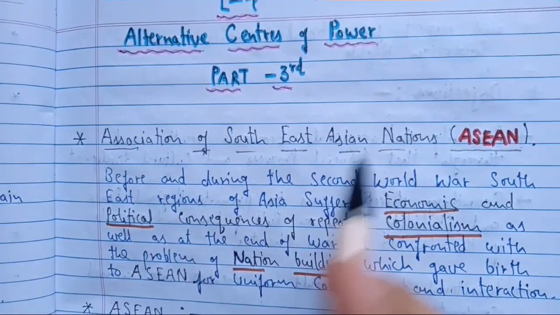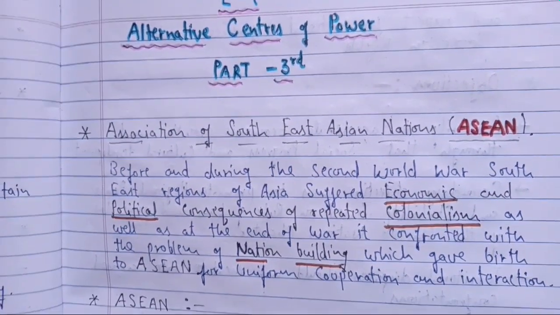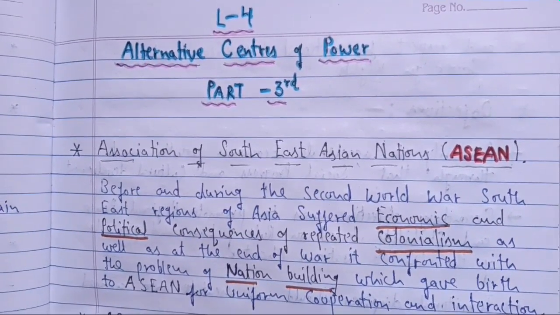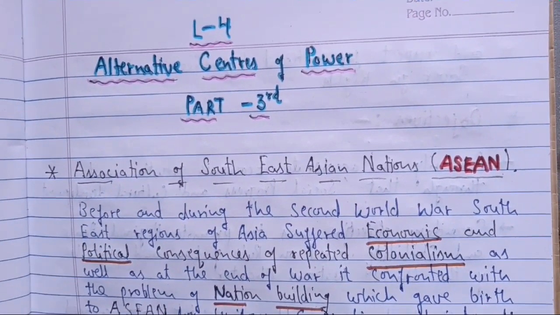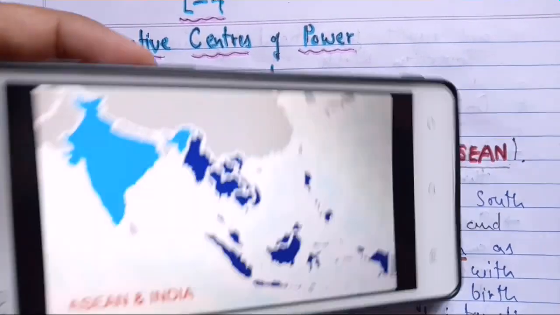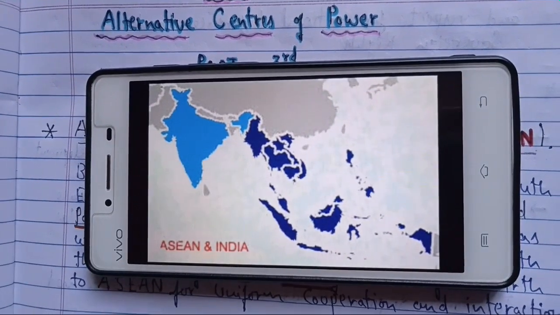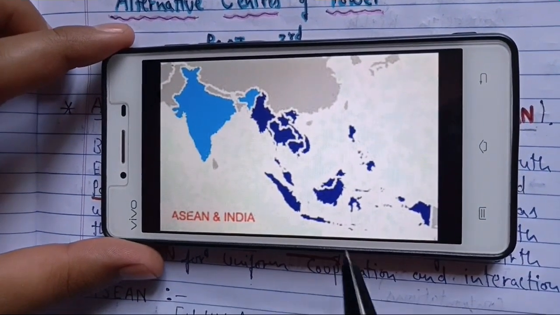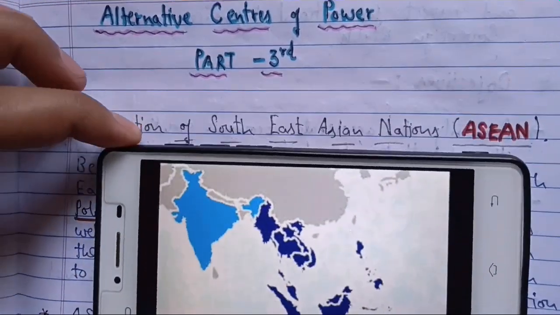But before I start this topic, I would like to show you the location. As I told you in the previous chapters also, please go through the maps. Maps are very important for you to understand the topic. We must know the location of the particular country we are studying. So here I am showing you with the help of my other mobile. We are going to study this area, which is shaded with dark blue color. This we can call Southeast Asia.